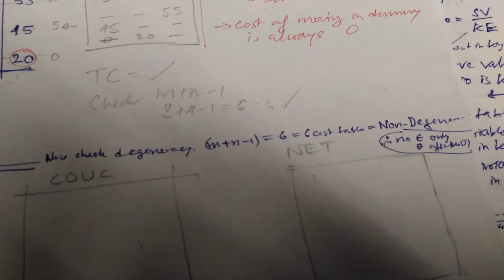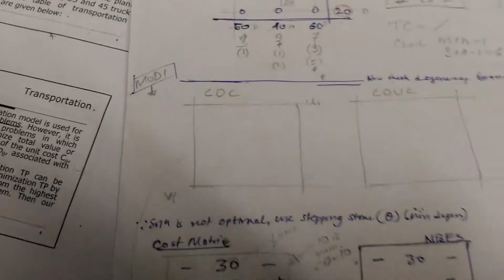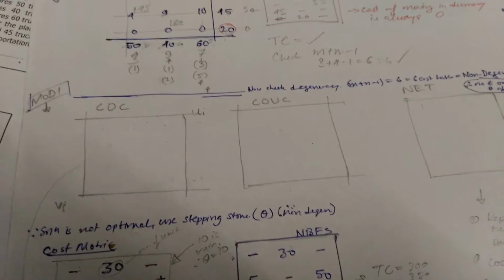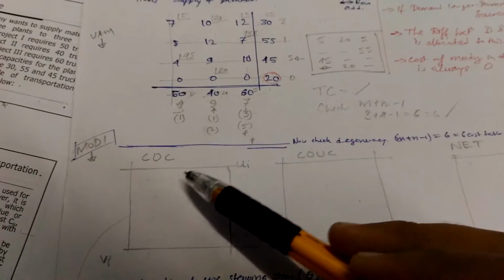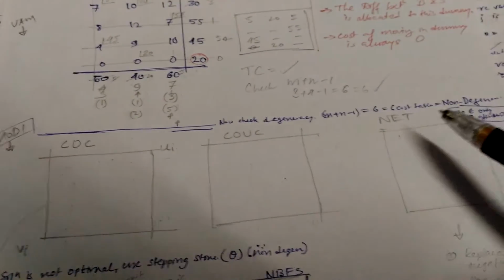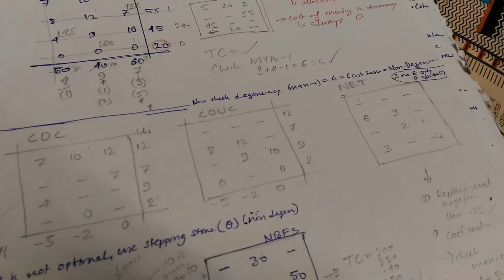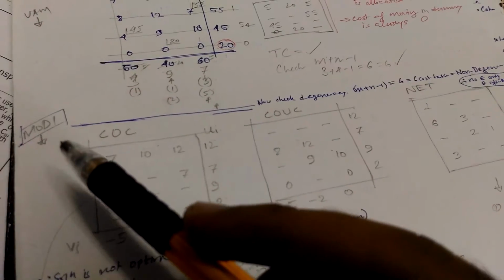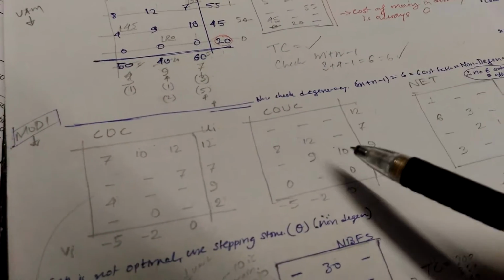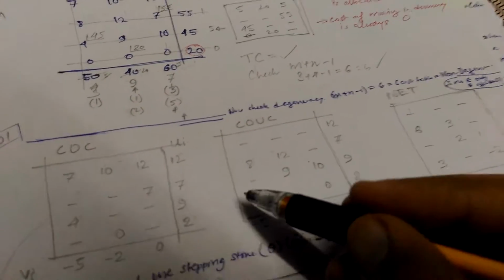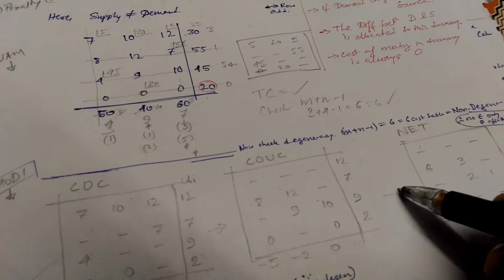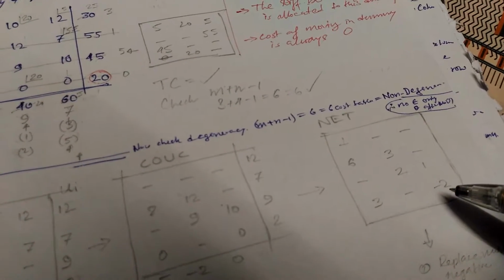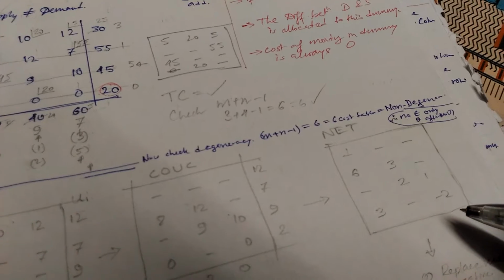In case of a non-degenerate problem, directly move on to the Modi method. So we check the optimality using the Modi method. In the Modi method, first calculate the cost of occupied cells, cost of unoccupied cells, and then the net evaluation table. In the net evaluation table, we find there is one negative value. Since there is one negative value, it is not an optimal solution.